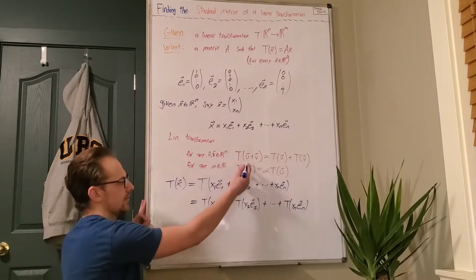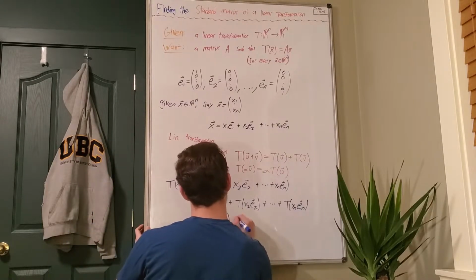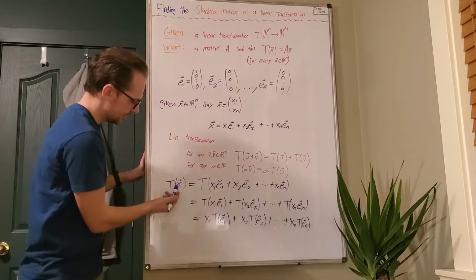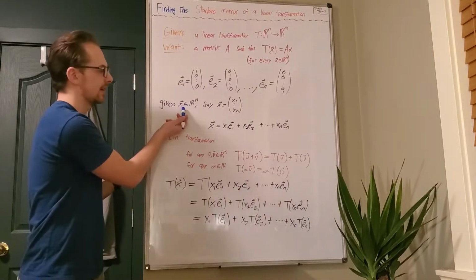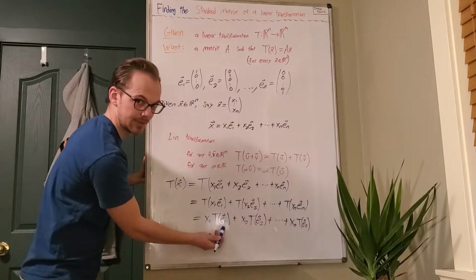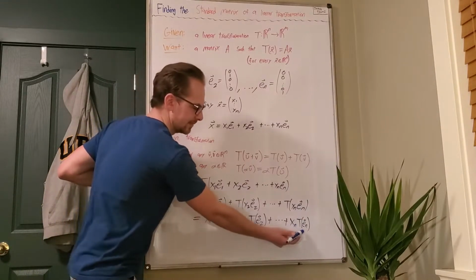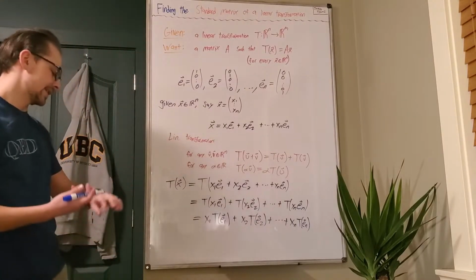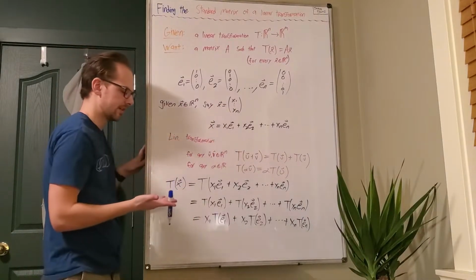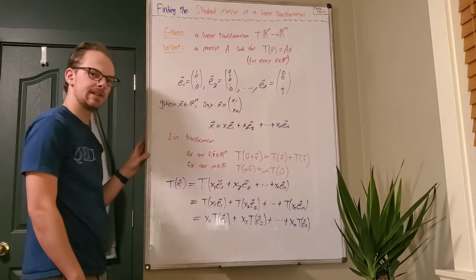And now we're going to go ahead and use the second property of linear transformations, that they distribute over scalar multiplication. And now what we have is that our T of our vector x, remember this is just any given vector x in Rn, is going to be equal to x1 times T of e1, where e1 is the first standard basis vector, plus x2 times T of e2, plus all the way up to xn times T of en. So what this suggests then is that given any x in Rn, if we know T of e1 through T of en, then we can find T of x.